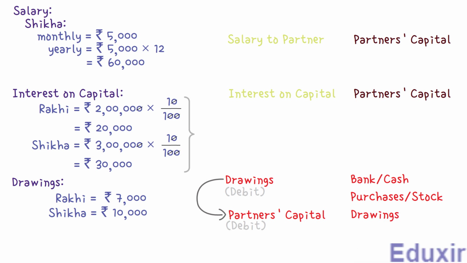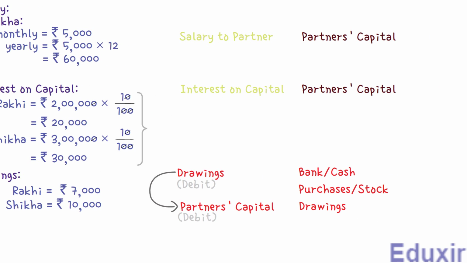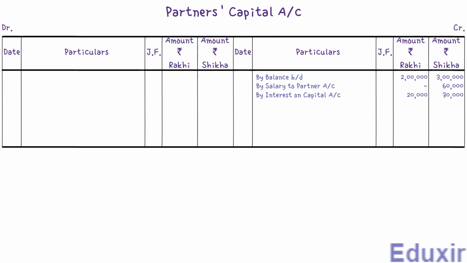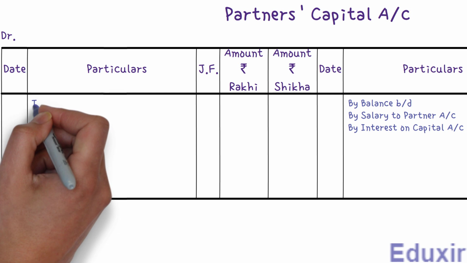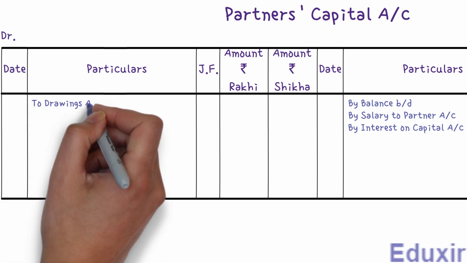Now, as we have already discussed, the preparation of the drawings account is not in the scope of this problem. So let's leave out the drawings related credit entry and let's directly post the partner's capital account related debit entries into the partner's capital account. Let's first write to drawings account into the particulars column on the debit side.